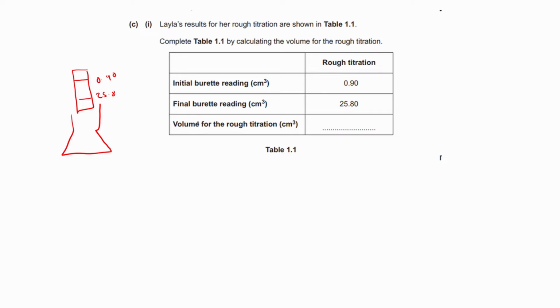So to calculate the volume for your rough titration, you do the difference between the two, because that tells you how much volume you've added. Okay, so we just do 25.80 minus 0.90, and that difference is 24.9.